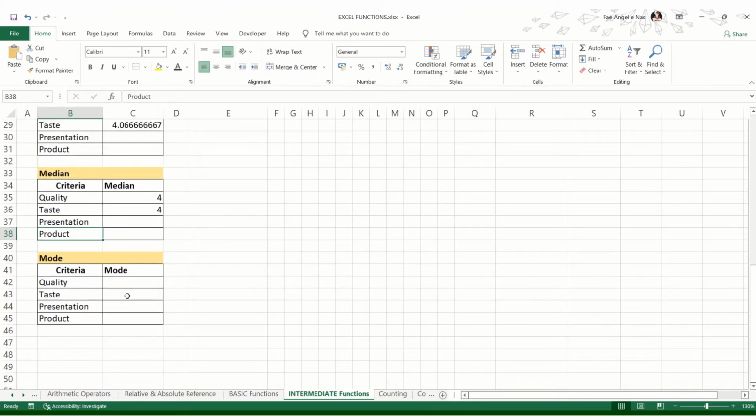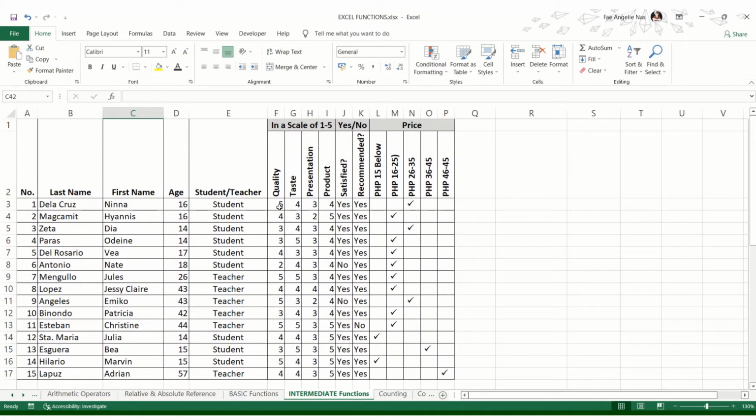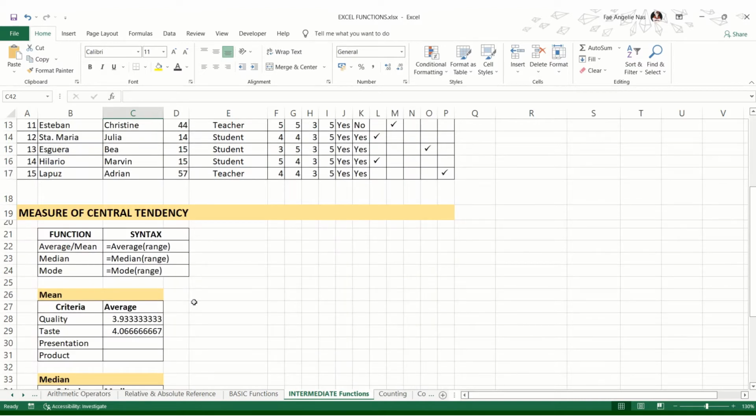And last is to solve for the mode. When we say mode, this is the most frequently occurring number. For example, you would like to know which of the rating values is most frequently occurring. Did most of the taste testers rate your product 5 or 4 or 3 or 2 or 1?